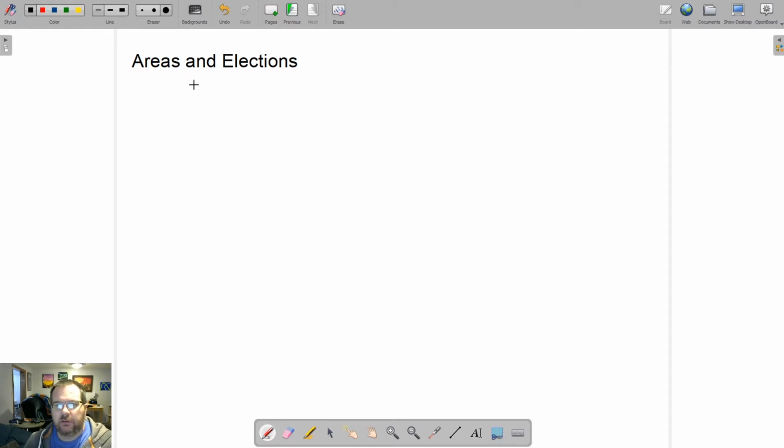So today we're going to talk about areas and elections. Today's notes, this section is way, way, way easier than any other section we've talked about up till now. It's technically not really calculus, although it is because we're talking about areas under curves.